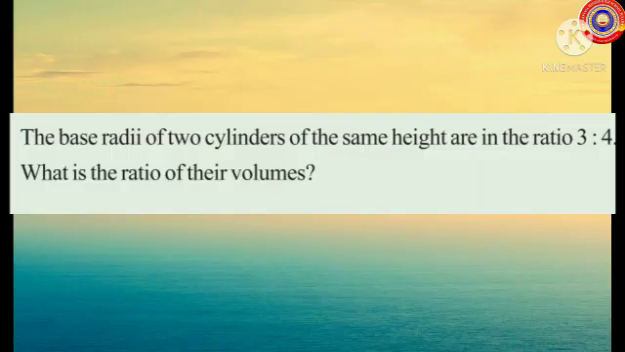The base radii of two cylinders of the same height are in the ratio 3:4. What is the ratio of their volumes? Here also two cylinders are there, right? And it is given that they have the same height. Okay. And also the base radii are in the ratio 3:4. We have to find the ratio of their volumes.